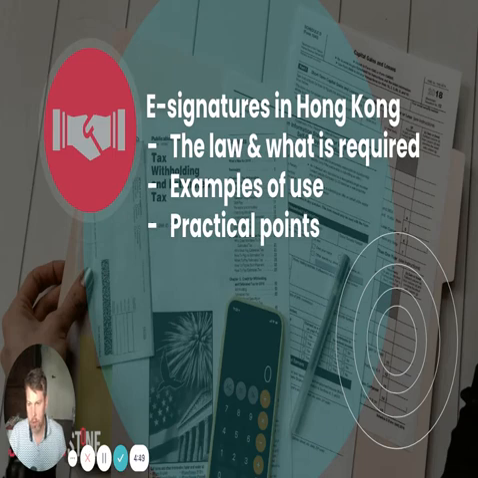Today I'm going to talk about the use of e-signatures in Hong Kong, the key points around the law, what's actually required for them to be valid, some examples of use including where they can't be used, and then some key practical points.